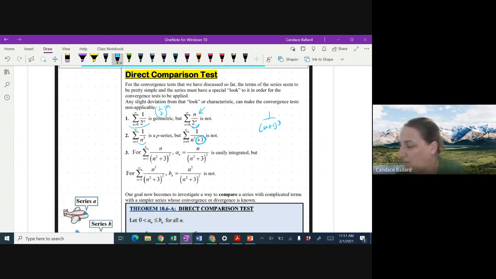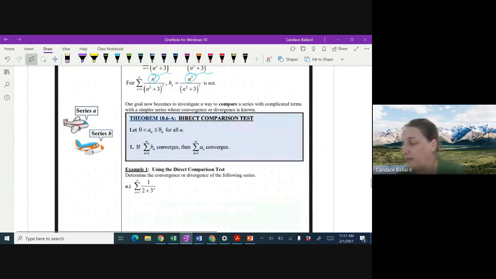All right, if I have something like this, we could probably easily integrate it, but once I throw the cubed on the top, it no longer becomes easy to integrate. So they're talking about maybe applying the integral test. I don't know that any of the ones we're going to have today are going to apply the integral test, so we're going to mostly stick to p-series and geometric. That's what we'd like to do, okay? So our goal now becomes to investigate a way to compare series with complicated terms with simpler ones whose convergence and divergence is known, okay?